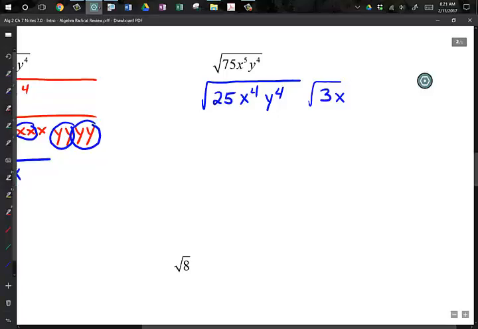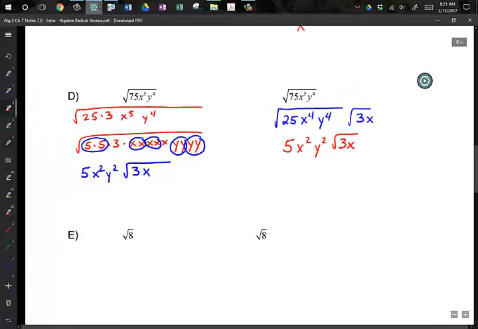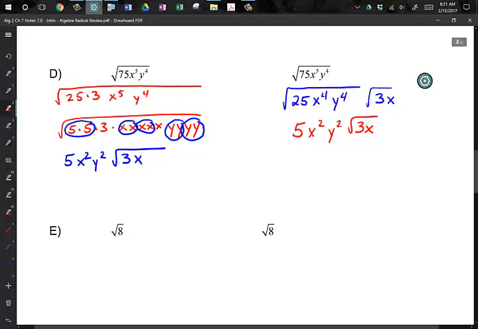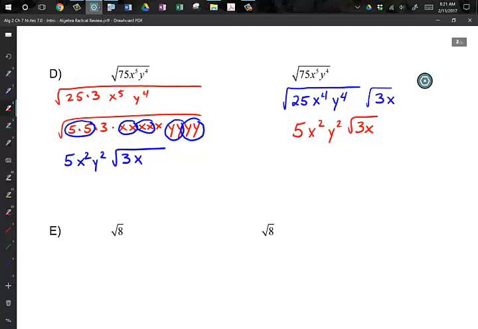All right, so let's take the square root. The square root of 25 is 5. Cut x to the 4th in half. Cut y to the 4th in half. And what's left over? So you have 2 different methods here. Prime factorization, stretch it out, circle your pairs, or perfect squares times what is left over.